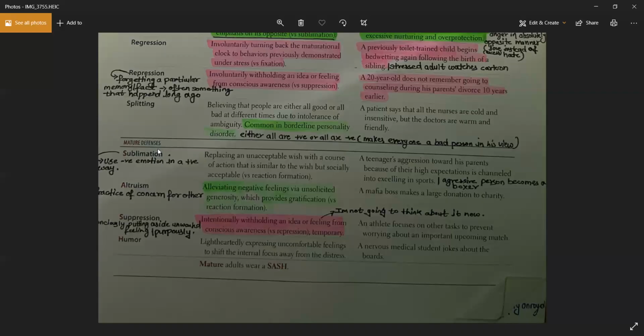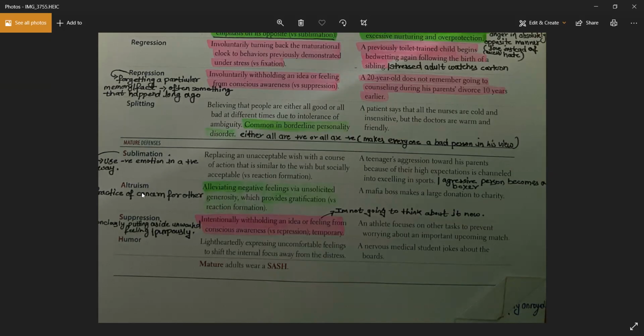For example, a teenage patient who has very high aggression towards his parents becomes a boxer. If a patient who is very angry becomes a boxer, the patient has sublimated his behavior onto something fruitful. You call it sublimation. Whenever the patient uses a negative emotion in a positive way, you call it sublimation.